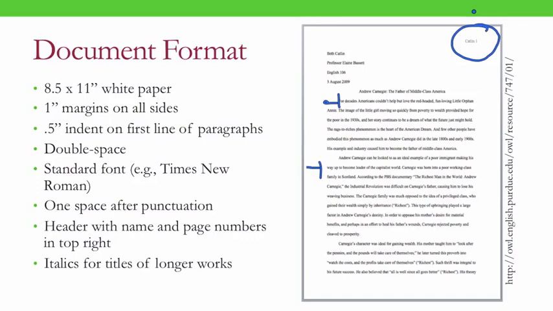In MLA format, like some of the others, we have longer works being specified by italics. So a book will be italicized, a book title, that is. An album of music will also be italicized, whereas shorter works like an article, a poem, or in music, a song will have quotation marks around it.